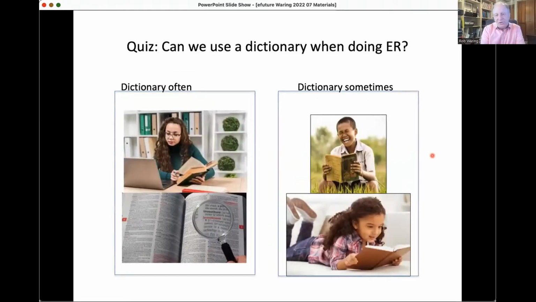Should we use a dictionary when doing extensive reading? Well, sometimes it's okay. We should try to avoid using dictionaries because that will slow down the reading. If the text is too difficult, it's going to slow down the reading, and that's not what we want for extensive reading. For intensive reading or study reading, a dictionary is fine because that has a very different focus, and we're going to look at this difference between the two.